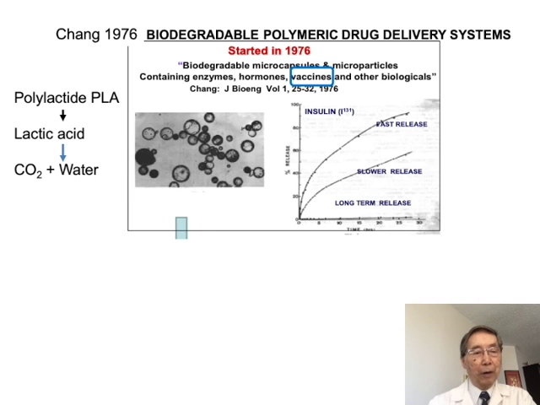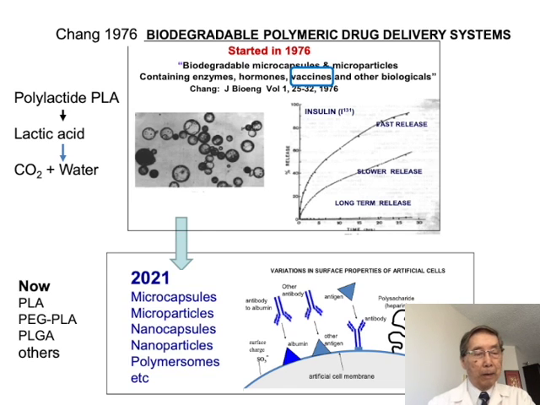Vaccine, for instance, is one of the ways that was studied. And now you can do it using different polymers: PLA, PEG-PLA, PLGA, and others. You can make microcapsules, microparticles, nanoparticles, polymers, and different names. You can modify the surface to allow targeting and other approaches.